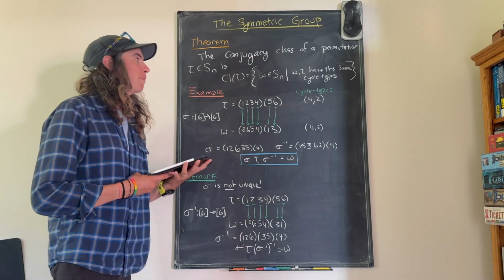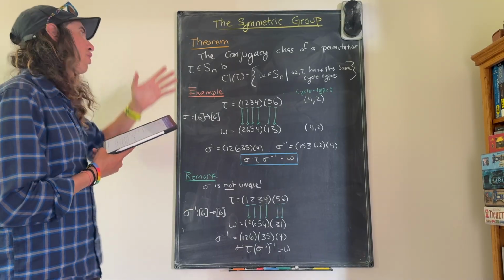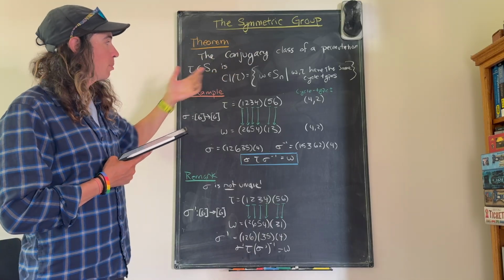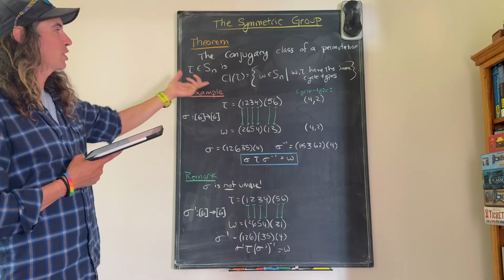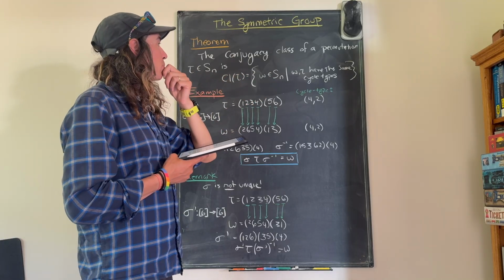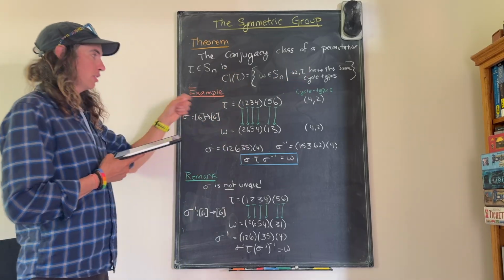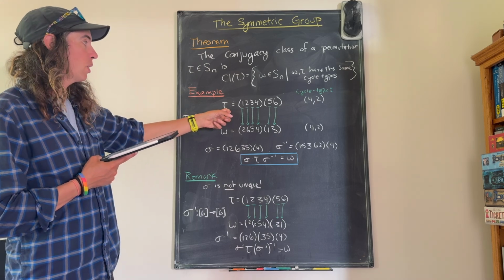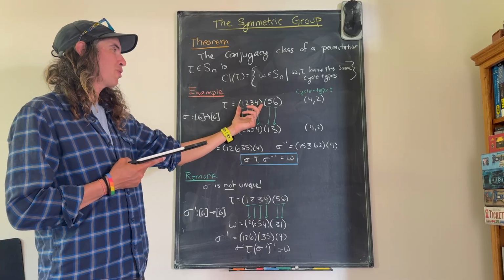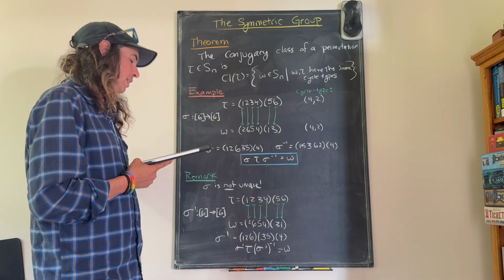Okay, so let's use an example to understand the proof that we just gave of this theorem. So remember, the theorem says the conjugacy class of a permutation tau is just exactly the permutations omega which have the same cycle type as tau. And so let's look at a particular example. Let tau be the permutation (1, 2, 3, 4) in cycle notation, that's the first cycle, and then (5, 6) is the second cycle. And this is in S6.